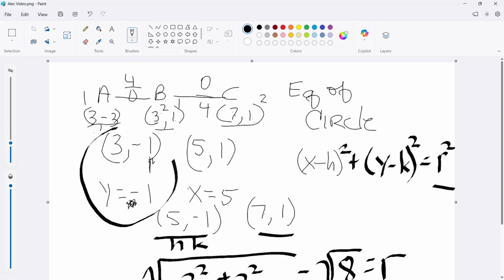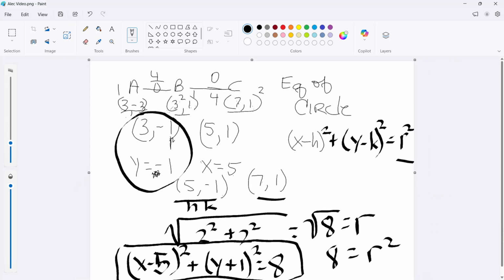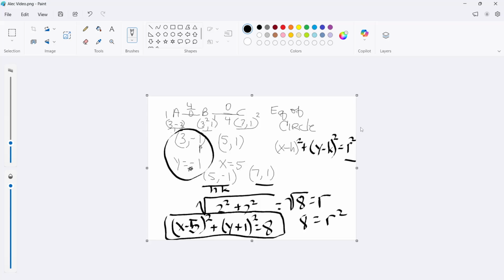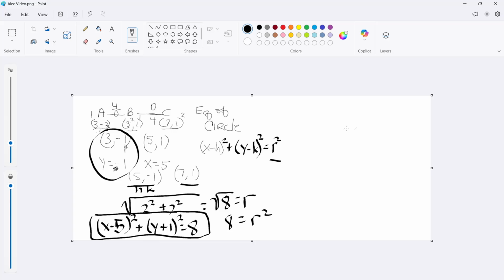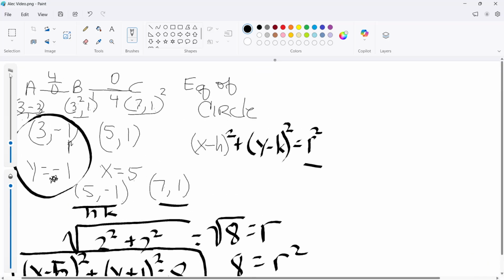Now, I'm going to show you what happens if I instead decided to work between A and B and then A and C. Found the perpendicular bisector of the segment between A and B, already found it. The midpoint is 3, -1. The equation of the perpendicular bisector is y equals -1. Now I'm going to use A, which is 3, -3, just to show you it'll still come out the same, and C, which is 7, 1.